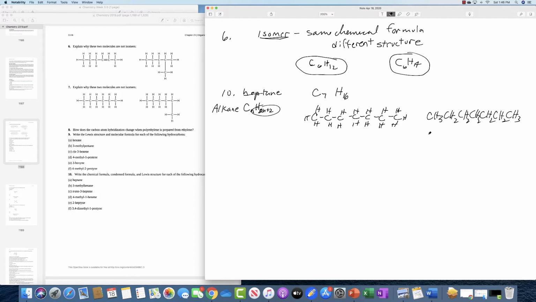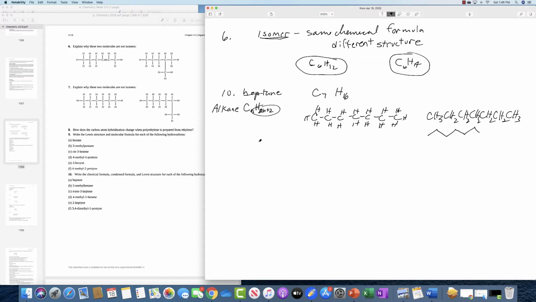Or you can do it like this. Now each point, 1, 2, 3, 4, 5, 6, 7. So that's another way to write it. So any of these are potential ways of writing it.